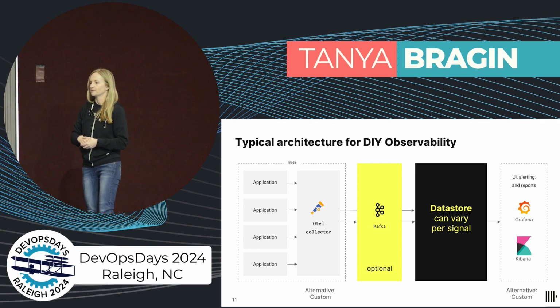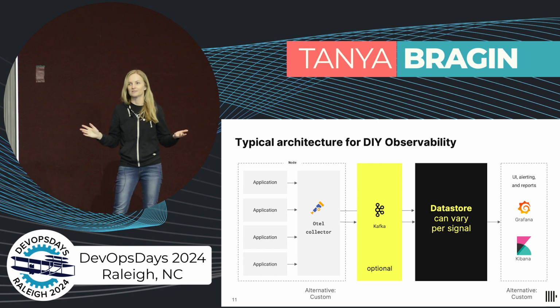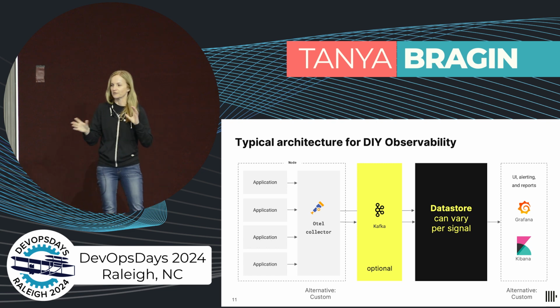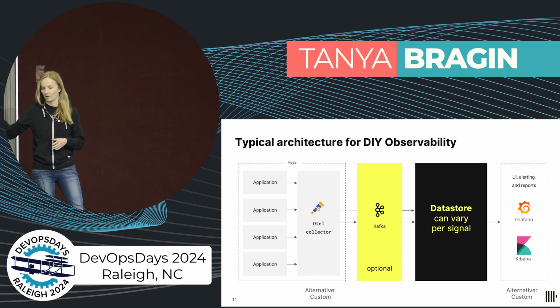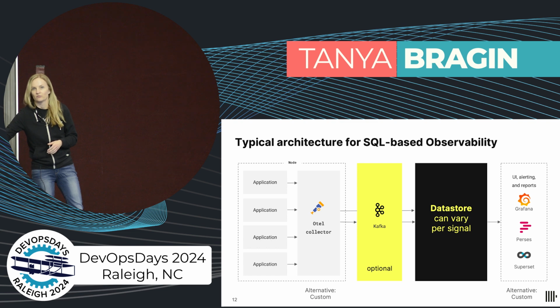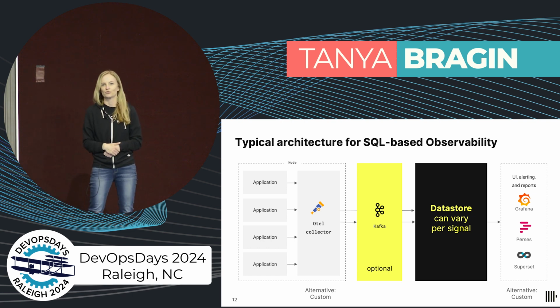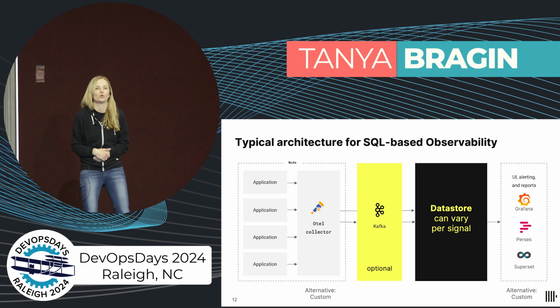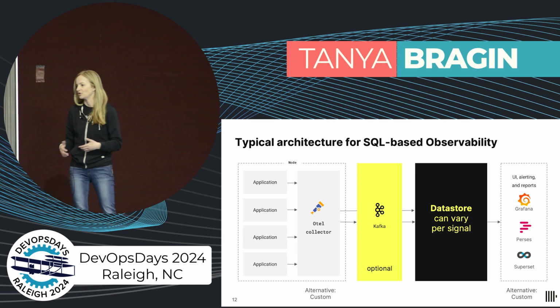And then you have data stores, which can vary by signal. On the UI front, Grafana is really a great resource to use across many different data stores. Kibana, of course, is Elastic-specific. You could have a custom UI as well in some organizations. SQL-based observability looks very similar. Notice there's not a ton of difference on the slide. The data store is simply a SQL data store as opposed to a NoSQL or a custom data store. So that's the good news. The architecture does not need to change.